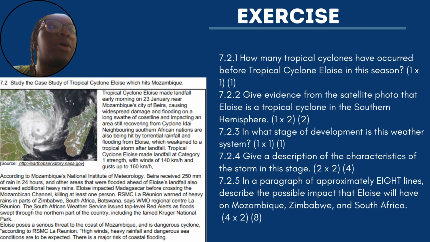So how many tropical cyclones have occurred before Tropical Cyclone Eloise in the season? Give evidence from the satellite photos that Eloise is a tropical cyclone in the southern hemisphere. In what stage of development is this weather system? Give a description of the characteristics of the storm in this stage, and then we are to describe the possible impacts that it will have on these three countries.